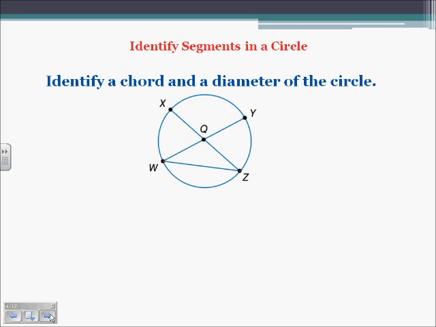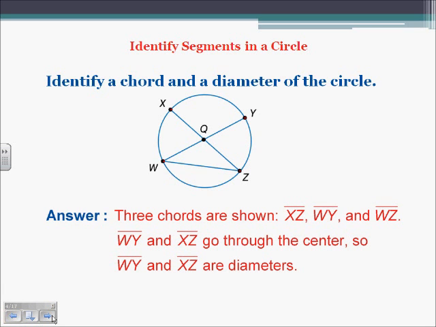Since we know Z is on the circle and X is on the circle, we're going to have XZ as a chord. Same thing with WY. W is on the circle, Y is on the circle, so WY is also a chord. So those are our three chords. We know a diameter is going to be any chord that goes through the center. The two of those that go through the center are WY and XZ. So those are all of our special segments. XZ, WY, and WZ are all chords, and WY and XZ are both diameters.